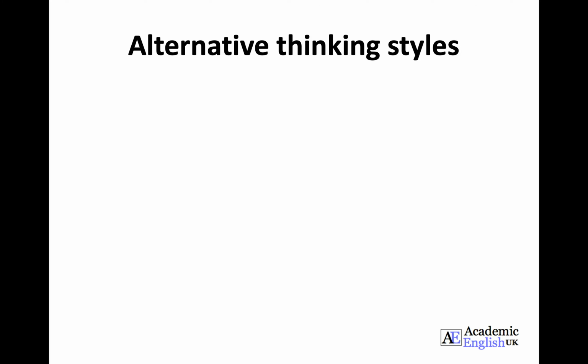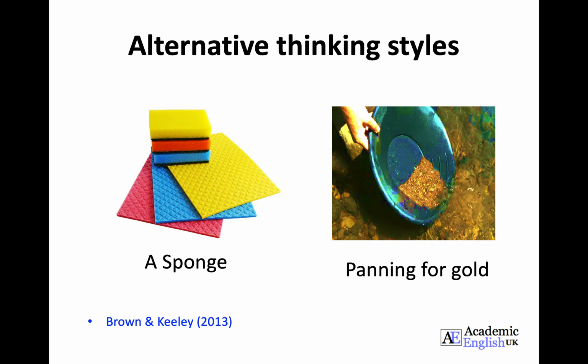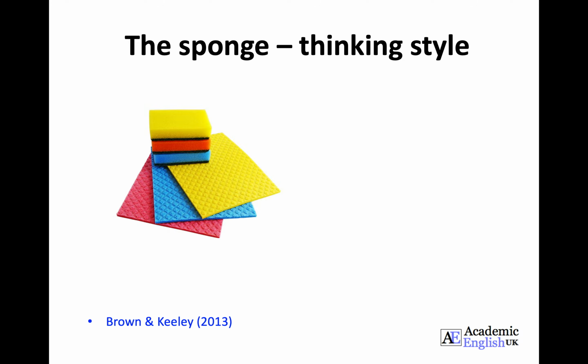Okay, so moving on to my second point, which is alternative thinking styles. I'm going to refer to the research by Brown and Keeley 2013 as, in my opinion, their analogy provides a clear explanation of thinking types. So according to them, there are 2 distinct thinking styles, the sponge and panning for gold. So the sponge involves the basic premise of passively absorbing information without the use of critical thinking.